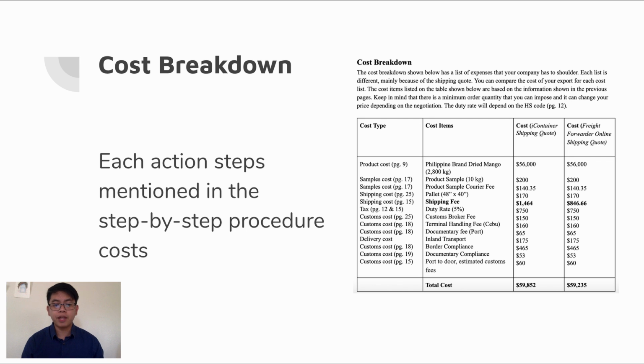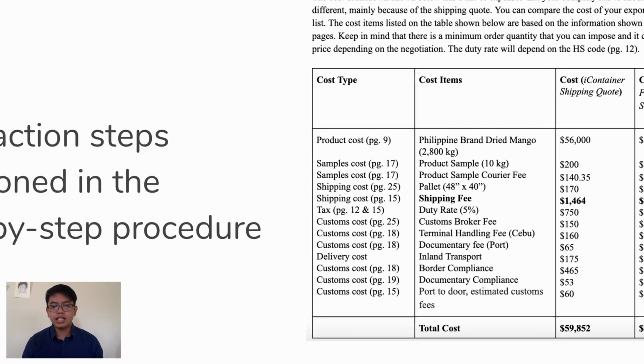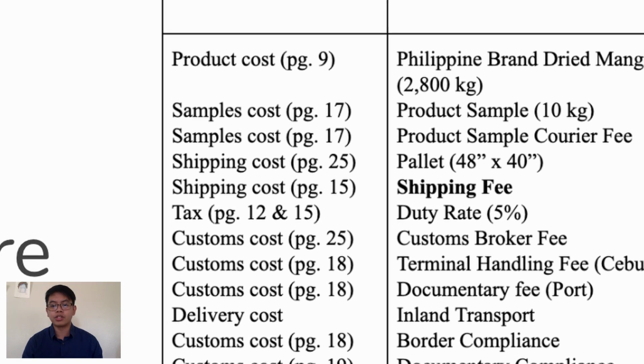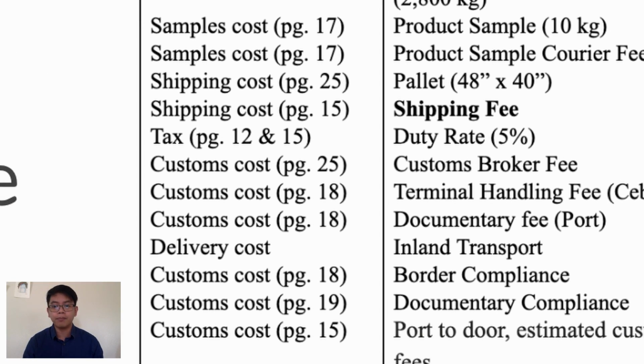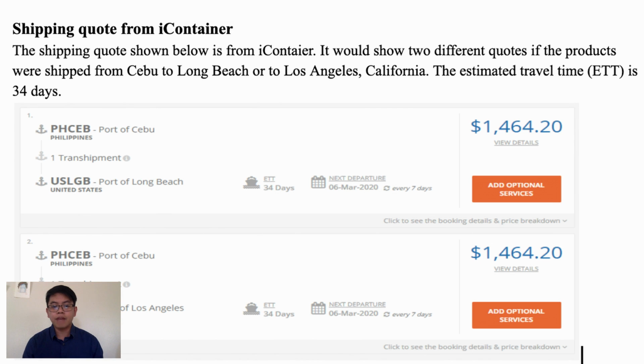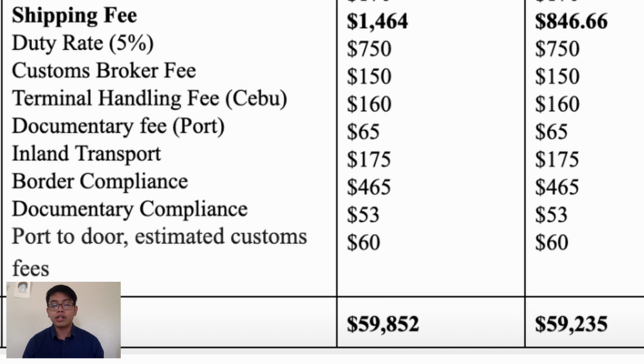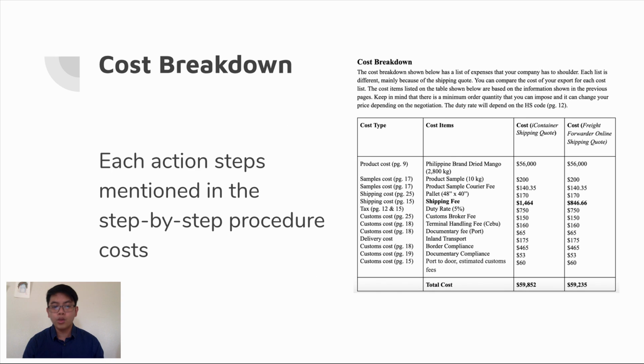Each action step mentioned in the step-by-step procedure costs money. As you go through the manual, you will find how much each action costs. We decided to accumulate them at the end of the exporting and importing section. You can see on this page that there are page numbers associated with each cost item. We refer each cost item back to its original page so you can see the individual cost and compare it with the accumulated cost. This cost breakdown is one of the most important sections in our manual.